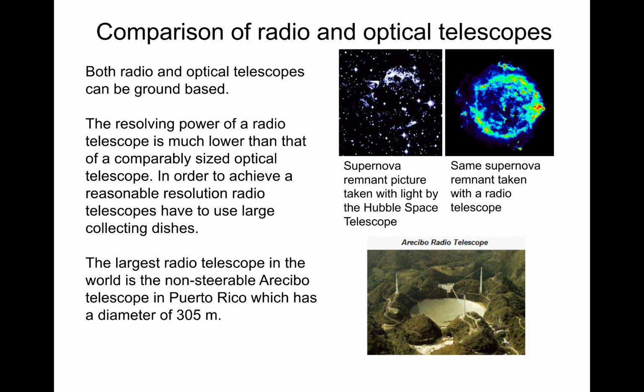The largest radio telescope in the world is the now non-steerable Arecibo telescope in Puerto Rico, which has a diameter of 305 metres. The Arecibo telescope was used in the film GoldenEye, in the final scene where James Bond fights 006. If you've not seen that film, I know it's old, but it's still pretty good. And there's an image on the top right, a supernova remnant picture taken with light by the Hubble, and next to it is the same remnant taken with a radio telescope.